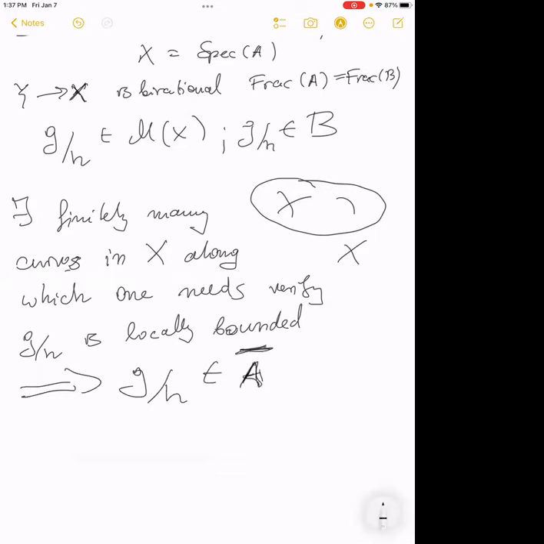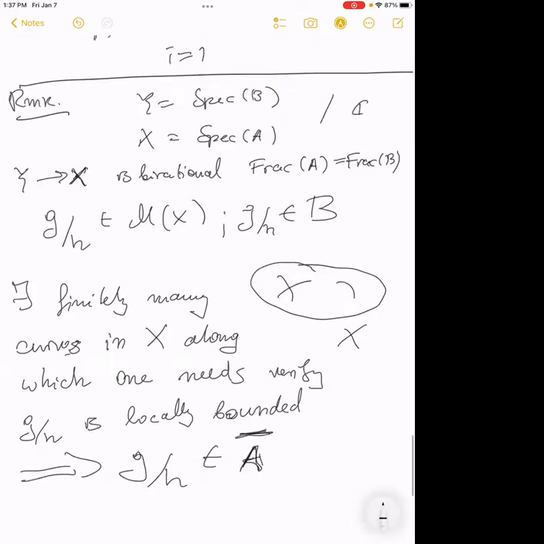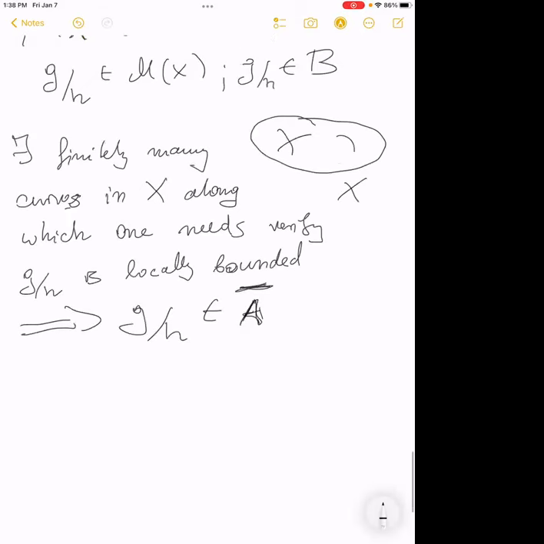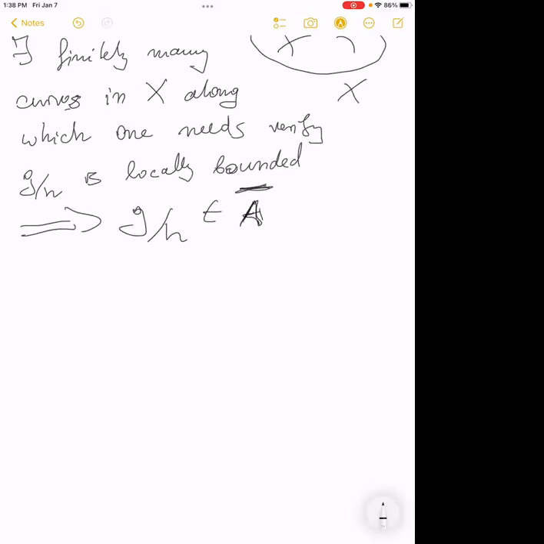So this is a translation of this statement in complex analysis. Only finitely many curves in X for a meromorphic function on X that's holomorphic on B. You need to check this local boundedness condition along only finitely many curves. Well, constructing, like saying what these curves look like, it's not that trivial.